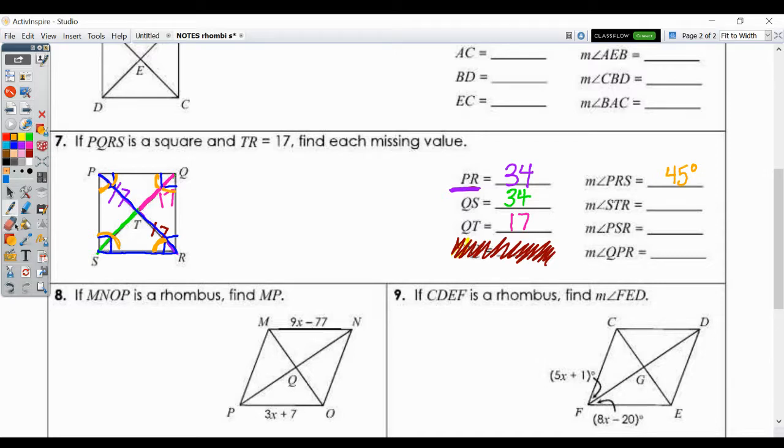Then it asks for STR. Okay, I'm going to erase this so we can start over and have a better thing to look at. So I know that this is 45. That's what I just found out. STR, which is right here. One of the rules of a rhombus, which is also a rule for a square, is that the diagonals are perpendicular. So that means where they cross is going to make a 90-degree angle. So that means STR is going to be 90 degrees.